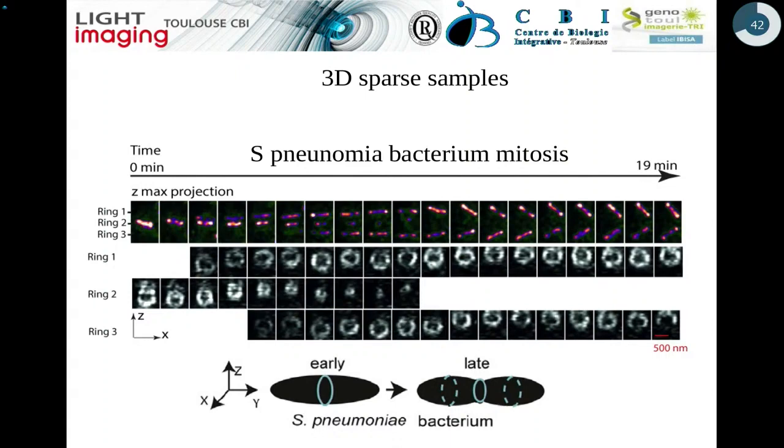It works for sparse samples, and this is on live bacteria. We are looking at the mitosis, and we are looking at this Z ring. So I don't know what I'm talking about, okay? So it's an annulus, and this annulus pops into two, it's a ring. You can see those three annuli. This is the first annulus here, then it decays and disappears, and then you have the apparition of two other annuli. We are very happy.